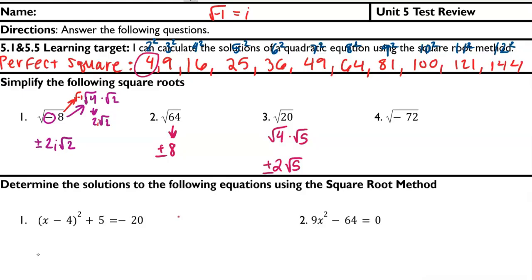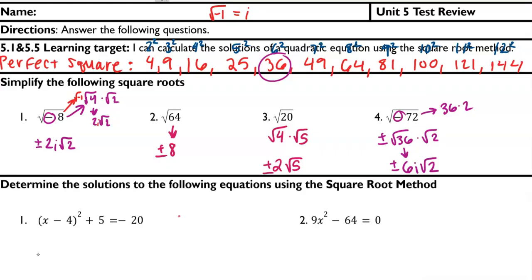And for the last one, 72. What is the largest perfect square that goes into 72? What's half of 72? 36. So 72 can be split up into 36 times 2. So we can say plus or minus square root of 36 times the square root of 2. And the square root of 36 is 6. Now we also have this negative here, so our answer needs to have an i in it. So we say plus or minus 6i square root of 2.